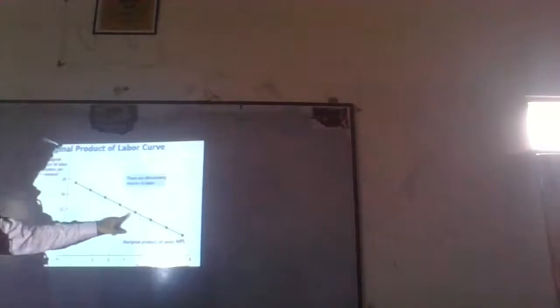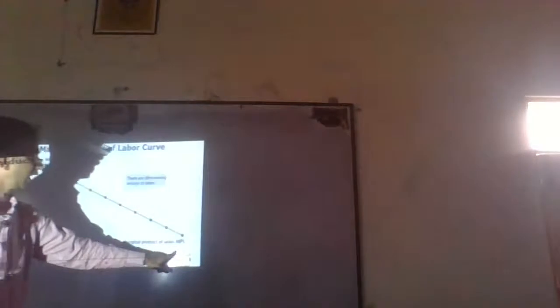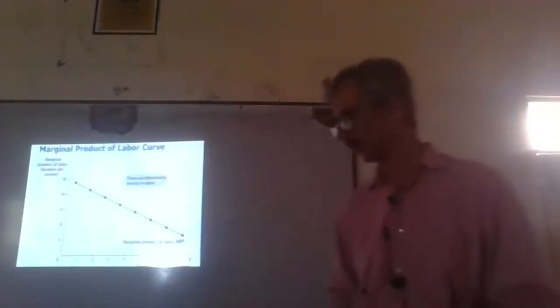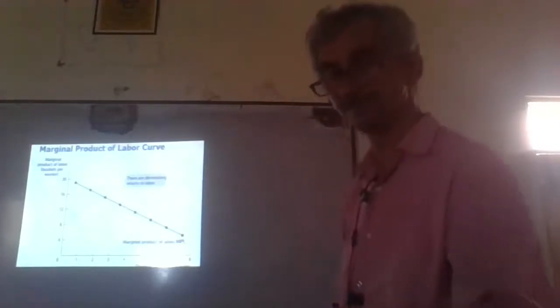The first laborer produces, suppose, 17 or 18. The second one produces 15 or 14. The third one produces 13. The fourth one produces 12. The fifth one produces, just suppose, less than 12. Sixth one produces 8. Seventh one produces, just suppose, 7 or 6, and so on. It means the more you add the labor, the less output you are getting. So this kind of output is called the diminishing marginal return.